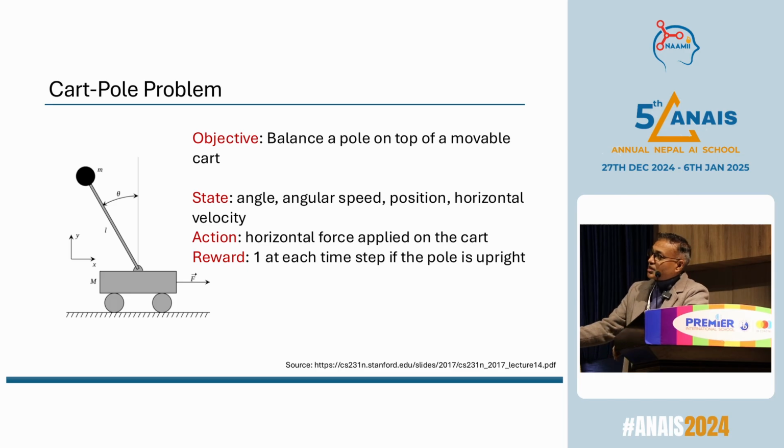So what happens here is, if the pole is on this side, we have to move this card to the left so that this pole does not fall down this way. Or we have to keep this pole in the middle. It doesn't fall on the right, it doesn't fall on the left. But we can move this card to the left or right. So the main objective is to balance a pole on top of a movable card. This is a movable card, so you have to balance this one.